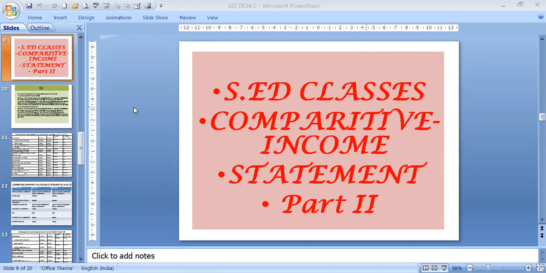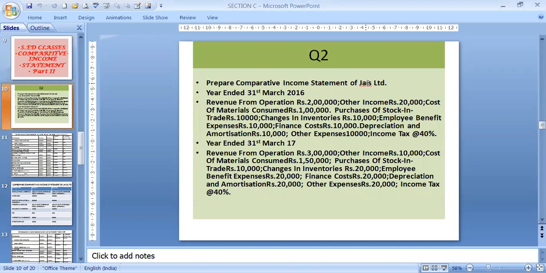See this sum. Prepare a comparative income statement of JS Limited for the year ended 31st March 2016. These are the informations given. And for the year ended 31st March 2017, these are the informations given. Let's straight away start with the comparative income statement of JS Limited.